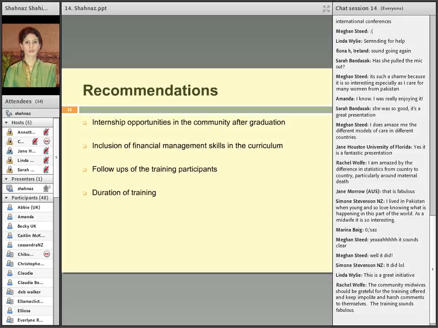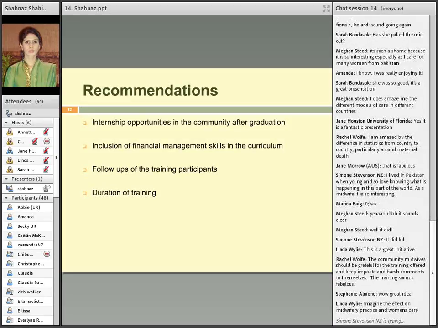In recommendation, it was suggested that internship opportunities in the community should be given to the community midwives, since they have to go there and practice there. So it is very critical. Moreover, inclusion of financial management skills should be part of the curriculum, as the community midwives are trained to go and practice in the respective communities, so it is very important they have those skills. And follow-up of the training participants.